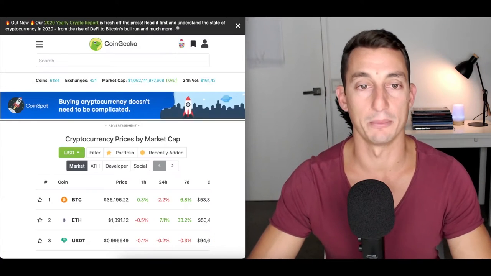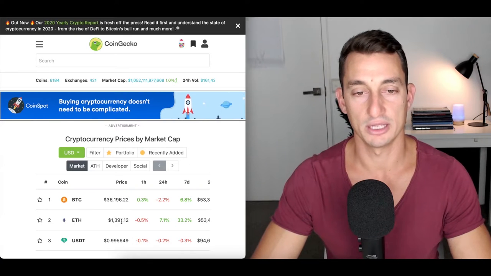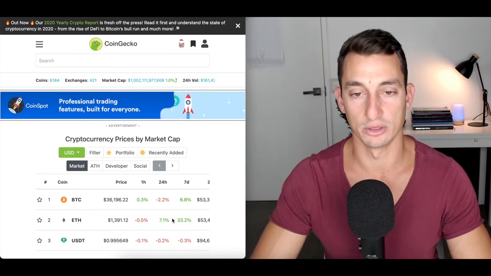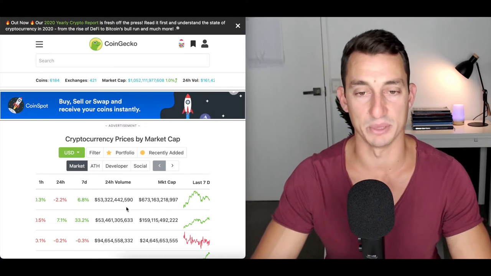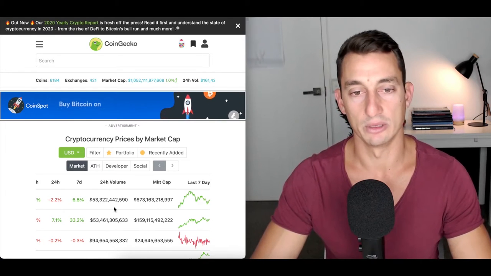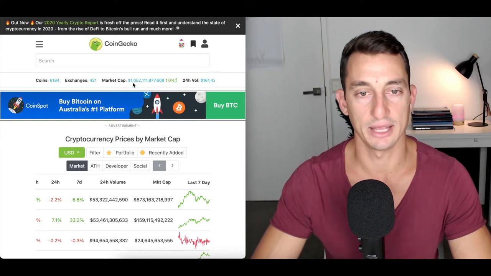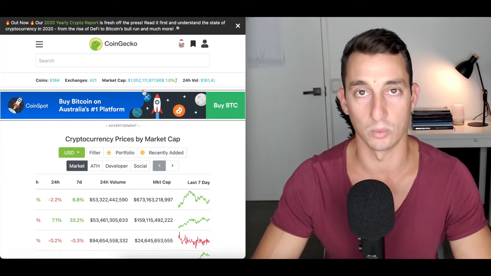Let's have a quick look at the market cap. Ethereum, $1,391, which gives us a market cap of nearly 160 billion. That's wild. Bitcoin, 673 billion, and the total market cap is just over 1 trillion.